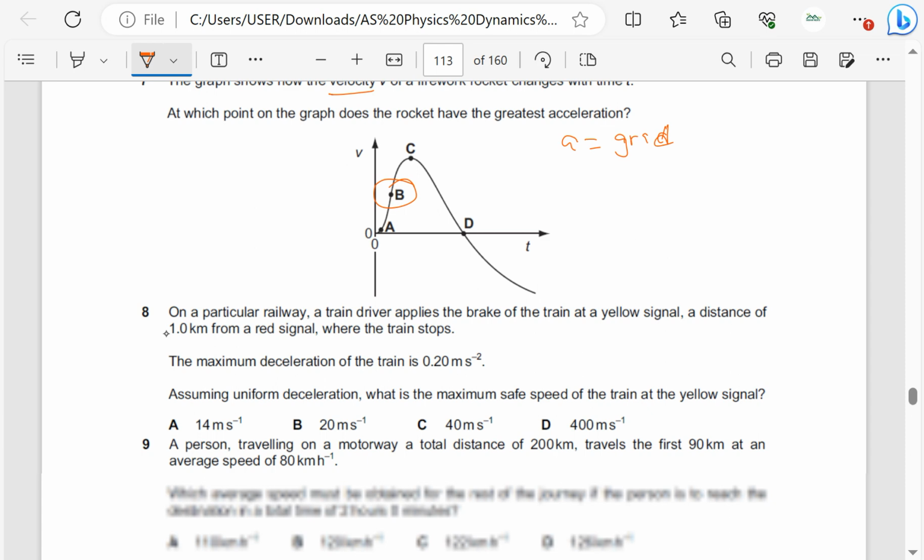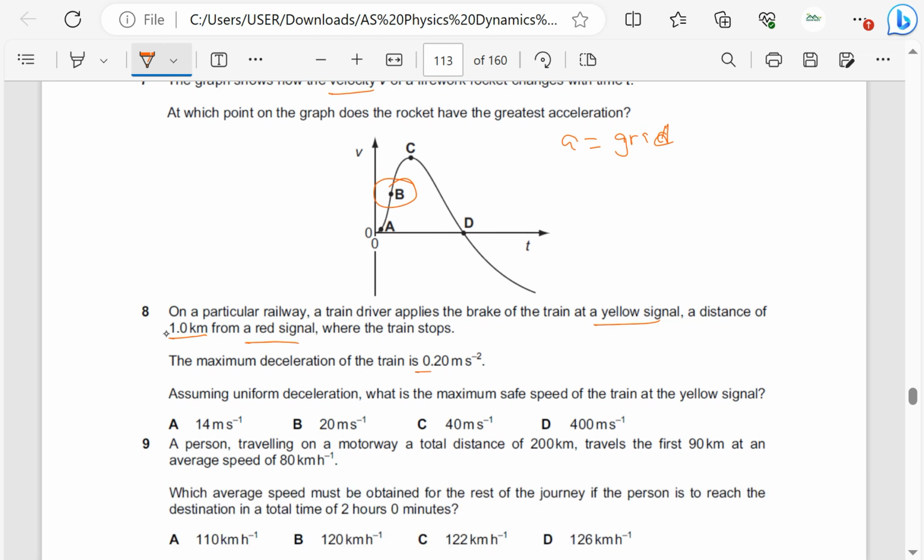On a particular railway, a train driver applies the brakes of the train at a yellow signal, a distance 1 kilometer from a red signal where the train stops. The maximum deceleration of the train is 0.2 meters per second squared. Assuming uniform deceleration, what is the maximum safe speed of the train at the yellow signal? We want the initial speed at the yellow signal, so I'm simply going to use v squared equals u squared plus 2as. At the red signal, the velocity should be 0. So 0 squared is equal to u squared, where u is the velocity at the yellow signal.